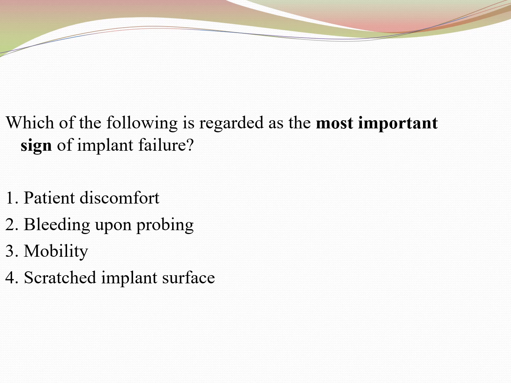The following is regarded as the most important sign of an implant failure: patient discomfort, bleeding on probing, mobility, or scratched implant along the surface. Again, what is the most important sign? And that is mobility. Remember, if we see bleeding on probing, that is not necessarily implant failure.